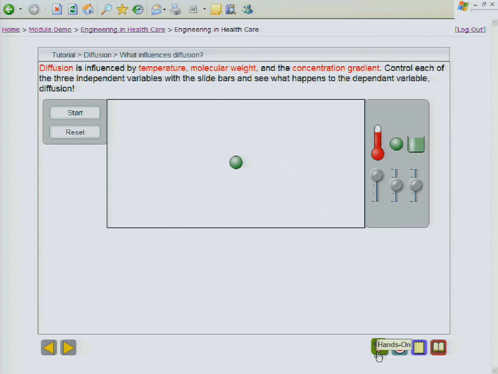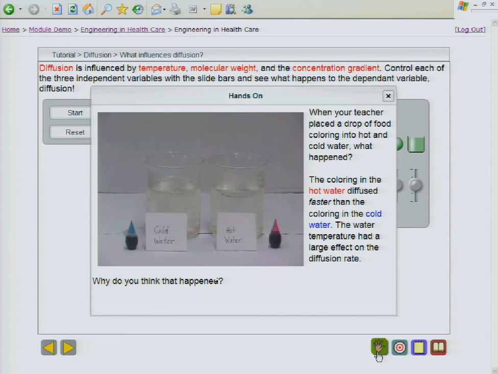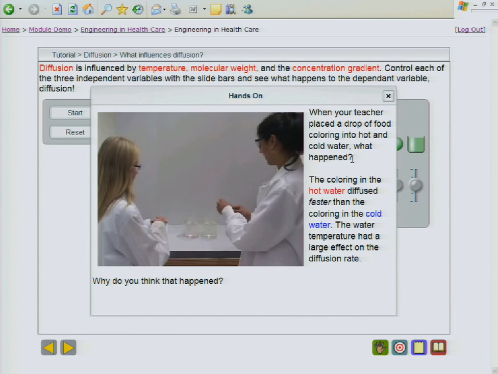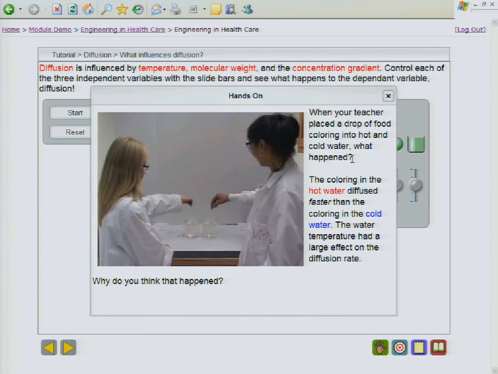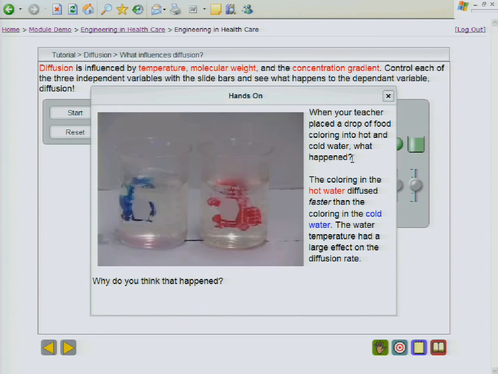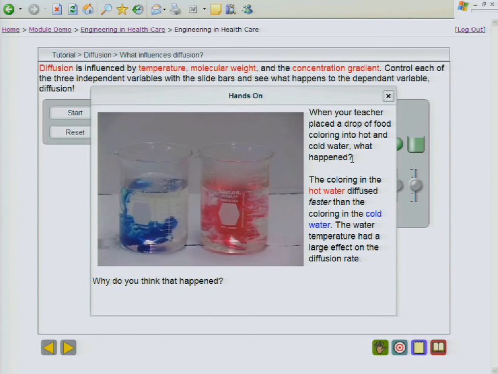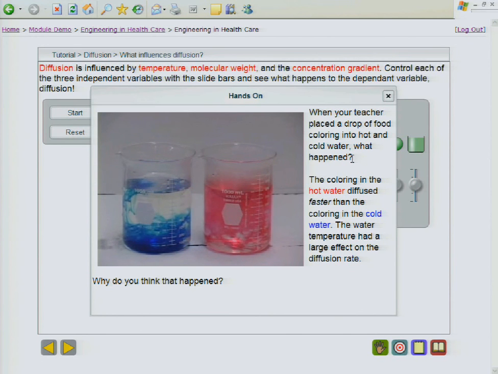Hands-on activities are also included in the curriculum to allow students to visualize a real example of the phenomenon. When your teacher placed a drop of food coloring in hot and cold water, what happened? The coloring in the hot water diffused through the water faster than the coloring in the cold water. You can see very easily how temperature, just one of the variables we will discuss, affects diffusion.